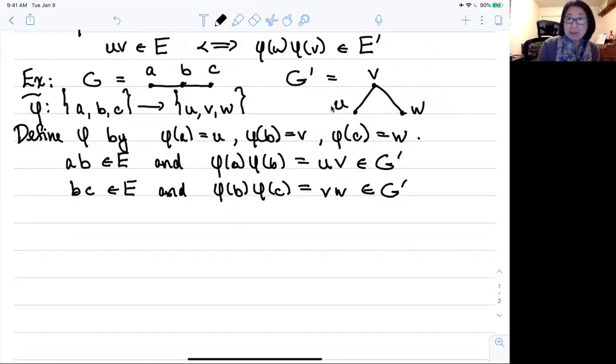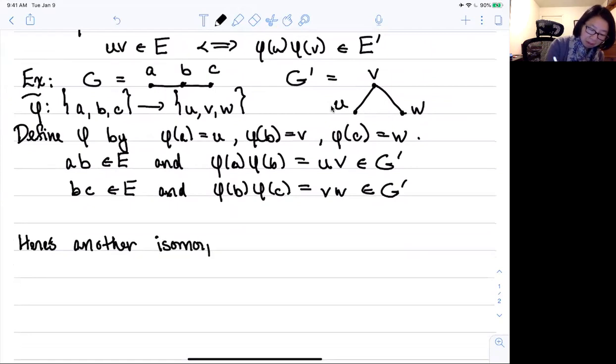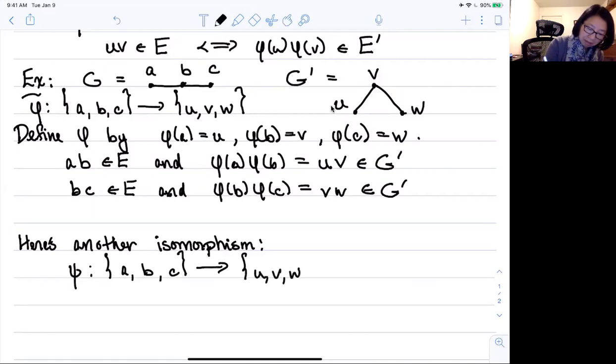The isomorphism doesn't have to be unique. So here's another isomorphism between the two graphs. I'm going to call this one psi, and psi goes from the vertex set of the first graph to the vertex set of the second graph. This time, though, I'm going to say psi of A is equal to W.